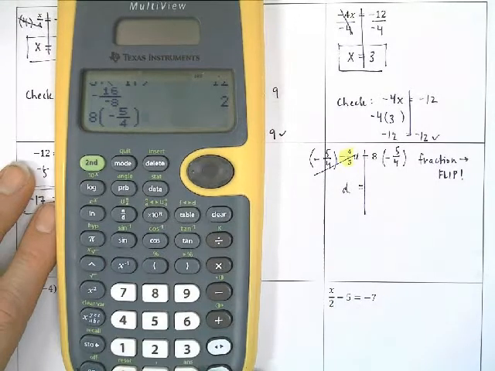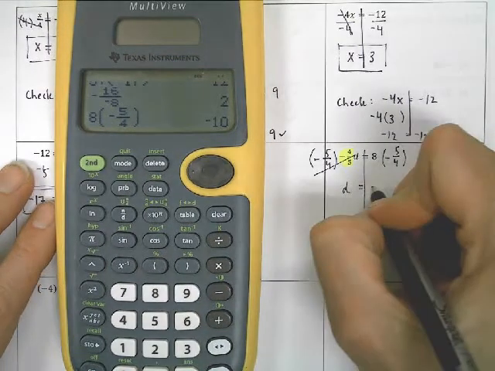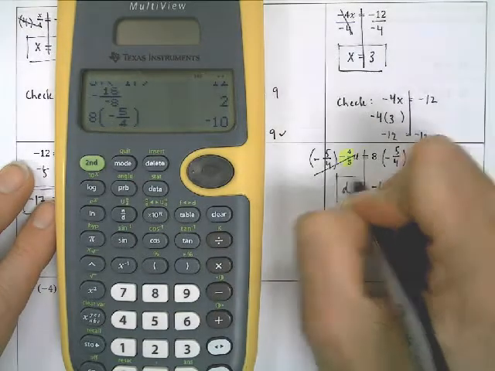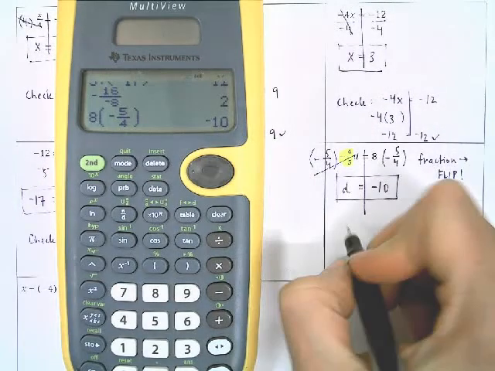So let's see if I put that in. 8 times negative 5 over 4 is going to give me a negative 10. So that's what I think my answer is, and I'm going to check it.